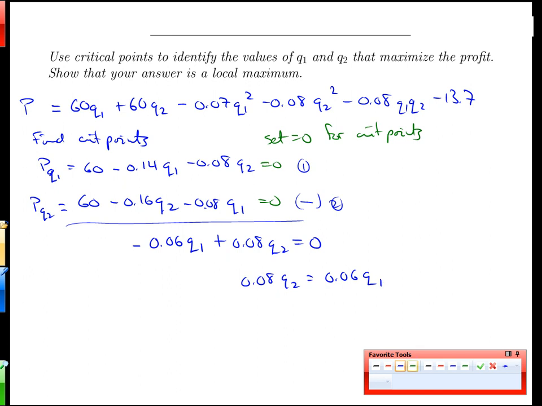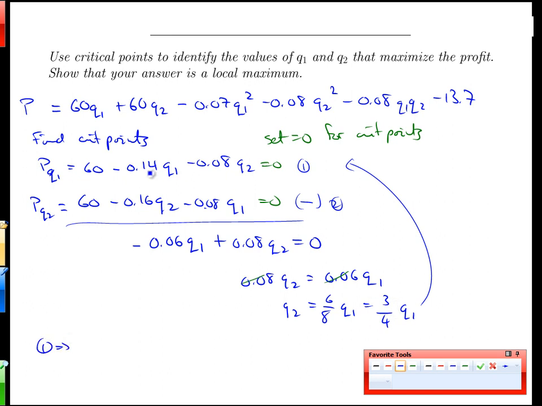Or if we like, we can multiply everything by 100. We'll have 8 Q2 is 6 Q1, or Q2 is 6/8 of Q1, or 3/4 of Q1. So that would be one condition, and we can then replace that into either 1 or 2, whichever we like, to find the corresponding value for Q2. Let's put it into equation 1.